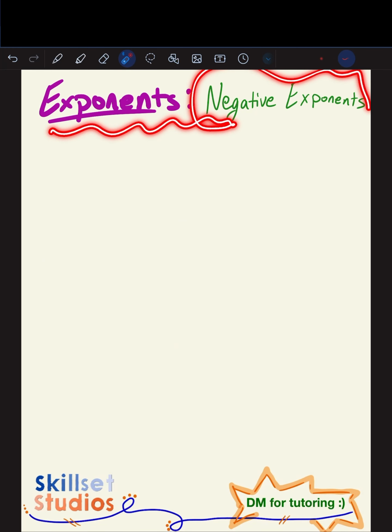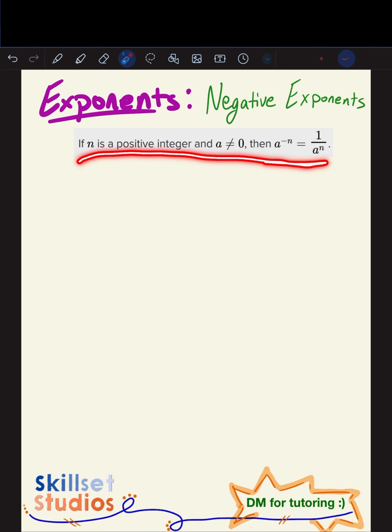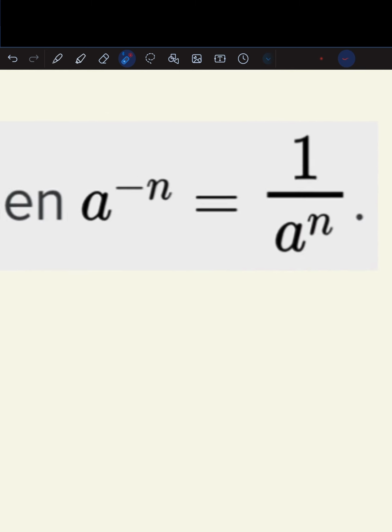Exponents, an explanation of negative exponents. Usually you'll see some definition like this for negative exponents, which can often be confusing. But essentially, if we look at this piece right here, it's saying that if I have any number with a negative exponent up top, I can take that same number and move it to the bottom of a fraction with the positive version of that exponent.